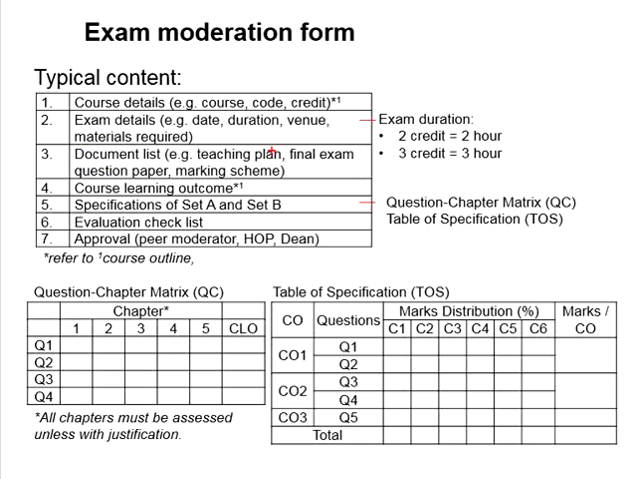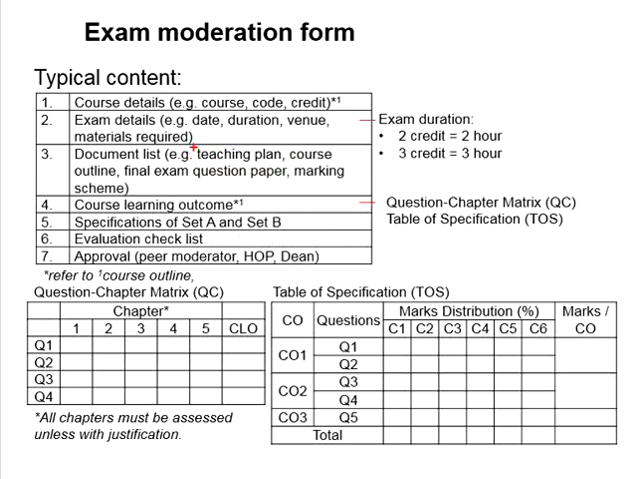Among those are the teaching plan, the course outline, final exam papers, and also the marking scheme. The teaching plan needs to be in line with the course outline. Sometimes, especially when we have several curriculum structures running concurrently, it is important to cross-check the content of the course outline against the teaching plan.